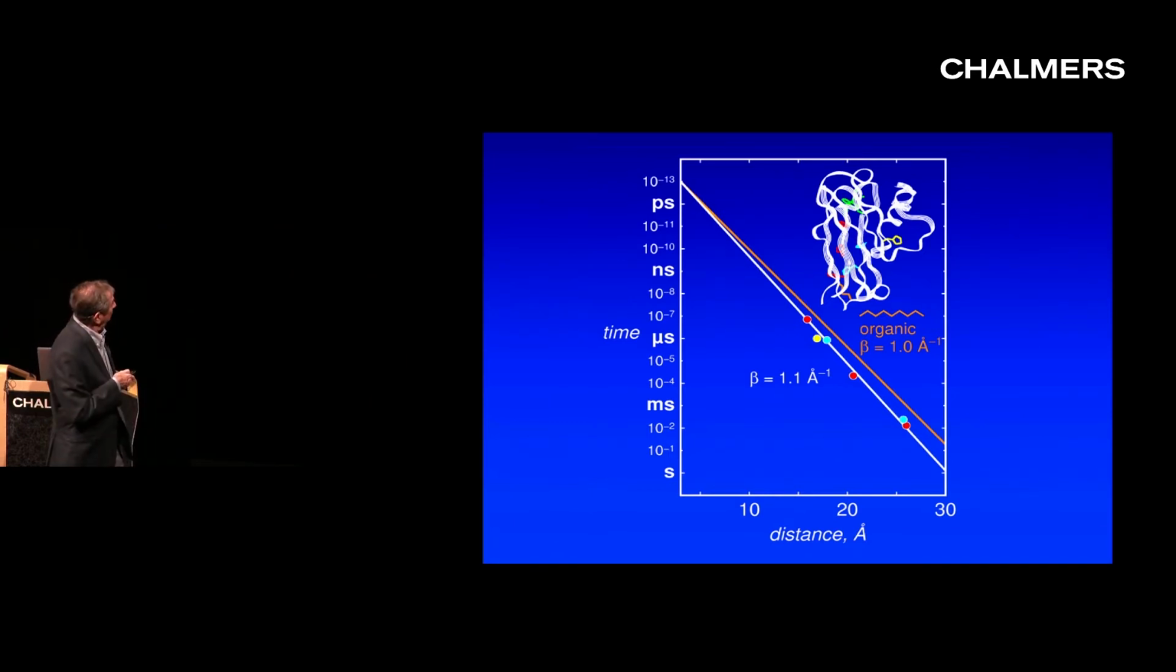This series of experiments showed beyond any doubt that the mechanism of electron flow in the guidance system is superexchange coupling. And on top of that, it suggested that it's bond-mediated coupling, because the decay, 1.1 per angstrom, is very, very close to the sigma bond-mediated coupling that's been established both theoretically and experimentally.